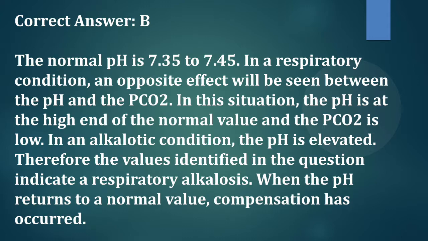Correct answer: B. The normal pH is 7.35 to 7.45. In a respiratory condition, an opposite effect will be seen between the pH and the pCO2. In this situation, the pH is at the high end of the normal value and the pCO2 is low. In an alkalotic condition, the pH is elevated. Therefore, the values identified in the question indicate a respiratory alkalosis. When the pH returns to a normal value, compensation has occurred.